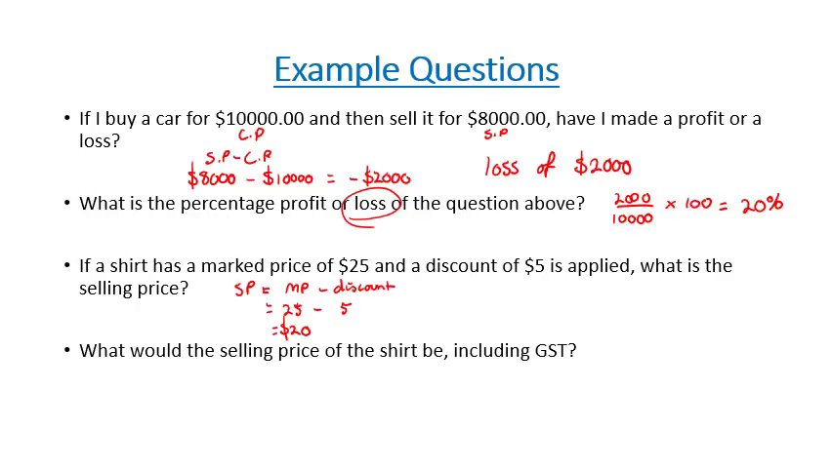And then the last bit says, what would the selling price of the shirt be, including GST? So if the shirt is being sold for $20, remember that GST is 10% added on. Now 10% of $20 is $2, so this becomes $20 plus $2. Therefore, it's going to give me a total of $22 for the shirt.